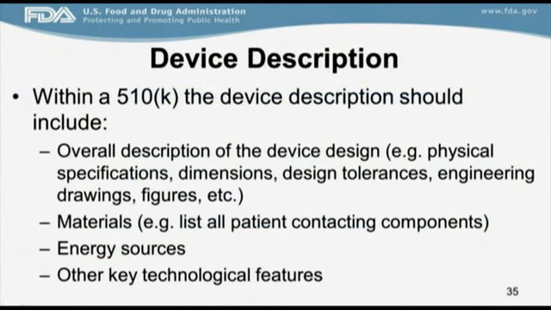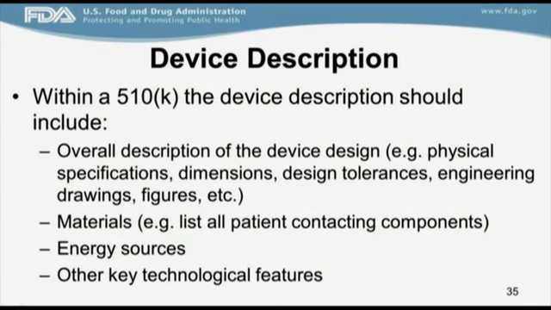Next, within your 510K, you should make sure you include a detailed device description. Within your 510K, you want to include the description of the device design, including anything that you think is important for the reviewer to be able to understand the intended use and the purpose of your product. You can include anything from figures to diagrams, anything which would be helpful to describe your device.